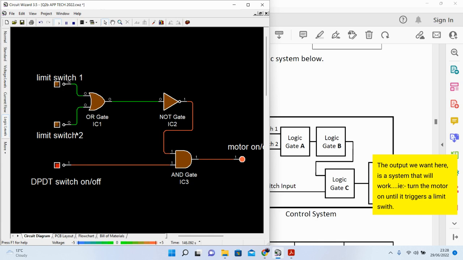All right. So I chose an AND gate here because I only want the motor or the carriage to travel when the double pole double throw switch is on and neither of the limit switches are triggered. So that's why I have an AND gate here. Okay, because an AND gate only goes high when one input and the other input are high too.